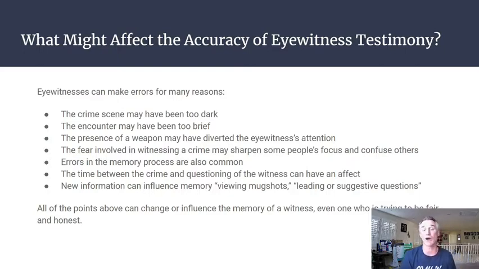The time between the crime and the questioning of the witness can have an effect. That's why when police get to the scene of a crime, they usually pull eyewitnesses and victims and people that were involved in the crime aside and get their statements as soon as possible. New information can influence a memory. If they go in and start viewing mugshots, or they're asked leading questions or suggestive questions, that can actually have an effect on the memory as well. So all of the points above can change or influence the memory of a witness, even one who's trying to be fair and honest. They're trying to tell the truth or give as accurate a description as they can.